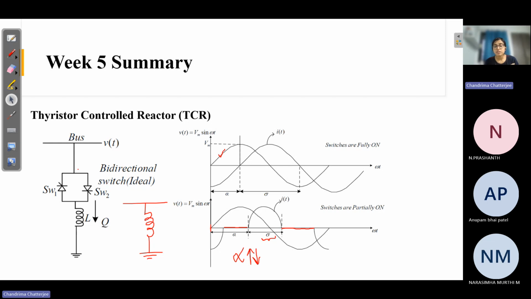Another thing I would like to point out is that here it is written bidirectional switch, but we are defining this whole thing as the bidirectional switch, not one individual switch. If you consider this whole thing as a single entity, then you can see the current can flow in this direction as well as in this direction. That's why this whole thing is called a bidirectional switch. But individual thyristors can carry current only in one direction, not in both directions.